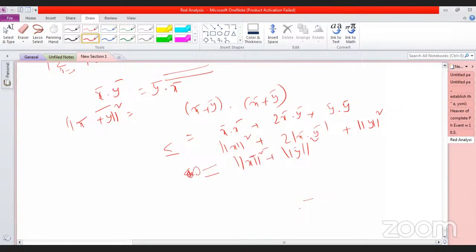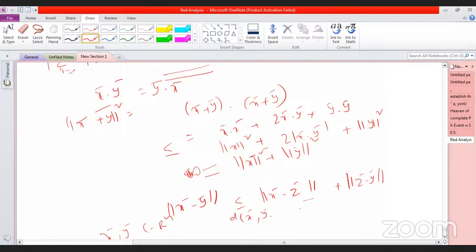Modulus of x bar whole square plus y bar whole square. Hence, it follows from the property that we get x bar minus z bar and z bar minus y bar in place of x bar and y bar. With respect to that, we can write here modulus of x bar minus y bar, modulus of x bar minus z bar, let's say z bar minus y bar. So therefore, x bar comma y bar belongs to R^n. We denote d of x bar comma y bar is equal to modulus of x bar minus y bar. Clear? Any doubts?